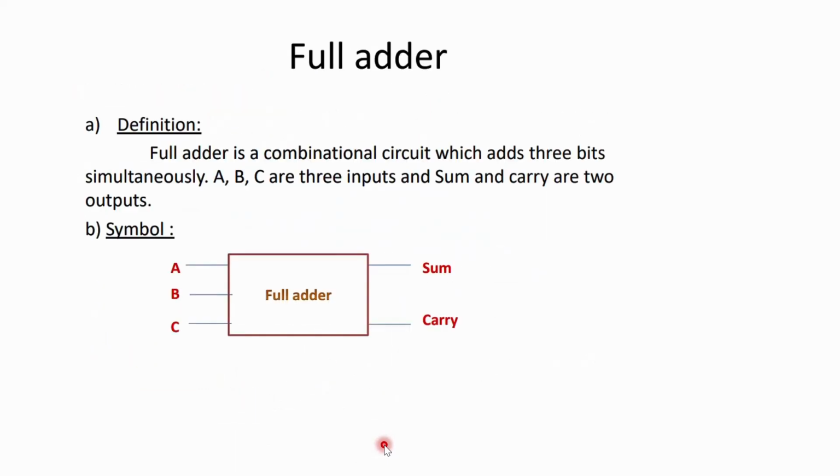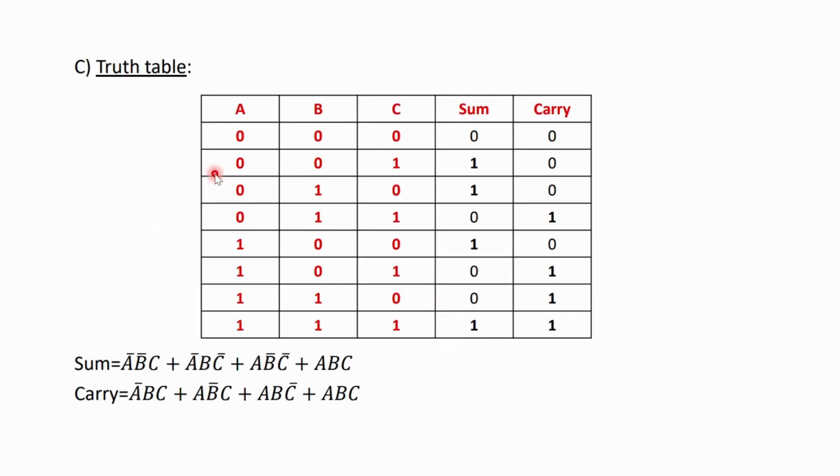And next is full adder. Full adder is also a combinational logic circuit, but adding three bits. If you consider A, B and C as the inputs for the full adder, the output comes as sum and carry. A, B, C are the inputs and this is a truth table. With three inputs, there are eight combinations from 000 to 111: 000, 001, 010, 011, and so on, up to 1 1 1. And when we add these three bits, we get sum and carry.